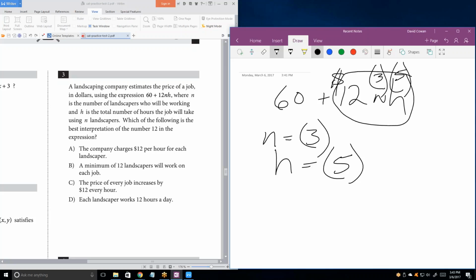So it's 12 bucks per hour per landscaper. And always look for a reasonable number. 12 is certainly a reasonable number, right? But it's difficult to explain, actually. But can you see why the 12 is what you would pay them per hour? N being the number of landscapers, H being the number of hours that each landscaper works. So N times H times their hourly wage gives you what I've circled. The 60 is a fixed cost. That's what the landscaping company charges.